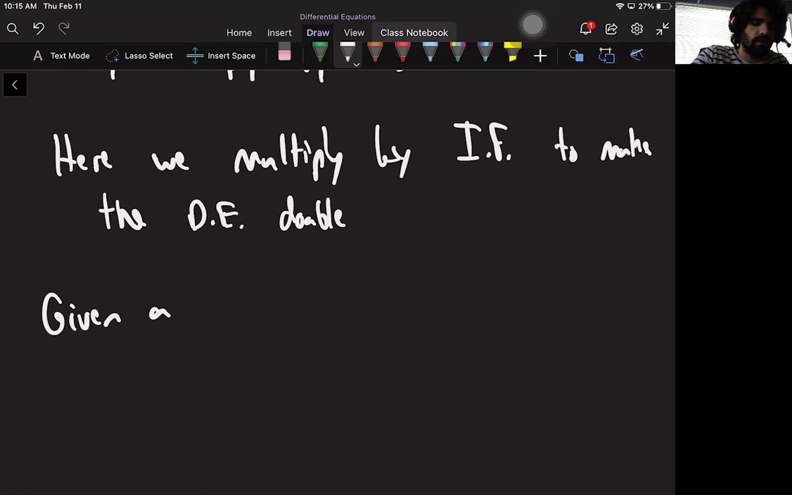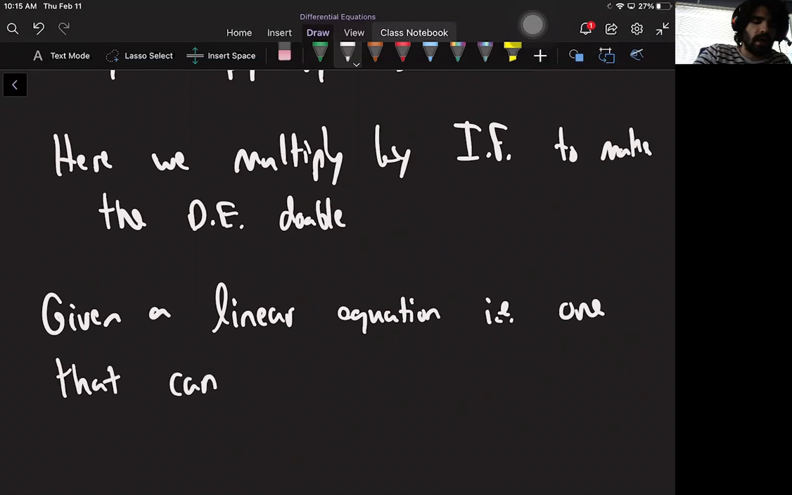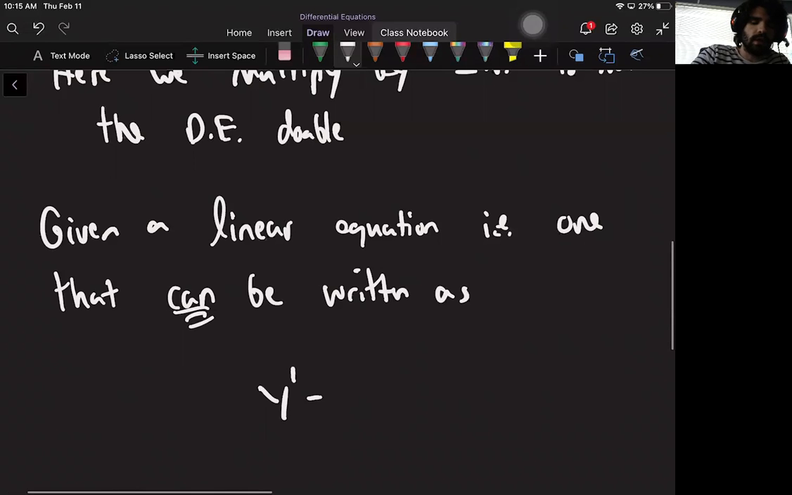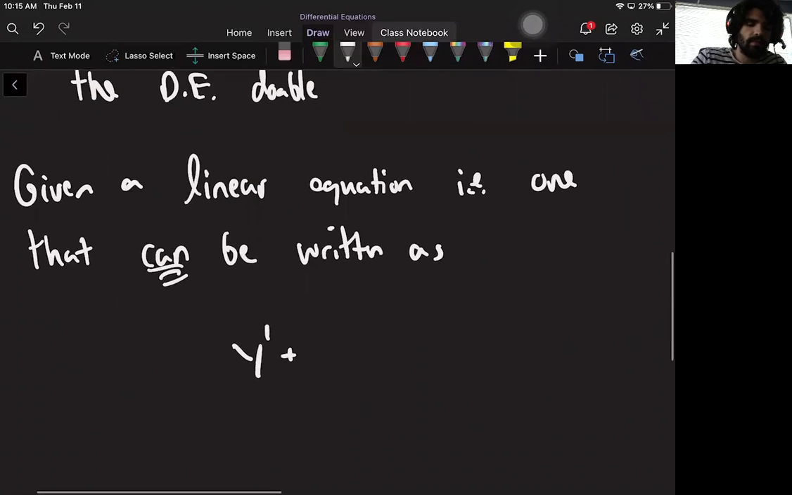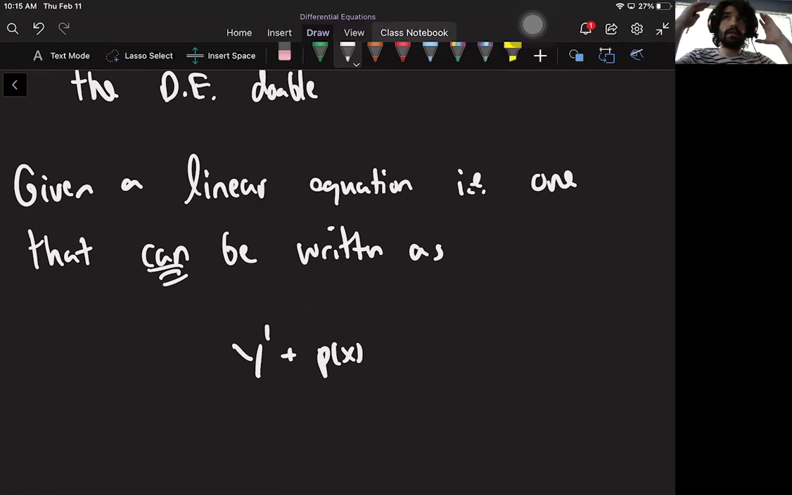So what is a linear equation? Given a linear equation, i.e. one that can, again, doesn't have to start like this, be written as y prime plus some function of x. So there's just a bunch of stuff with x. So it could be like sine of x, cosine of x, x cubed, stuff like that, times y. And then on the other side is other functions of x. So stuff with x on that side too.